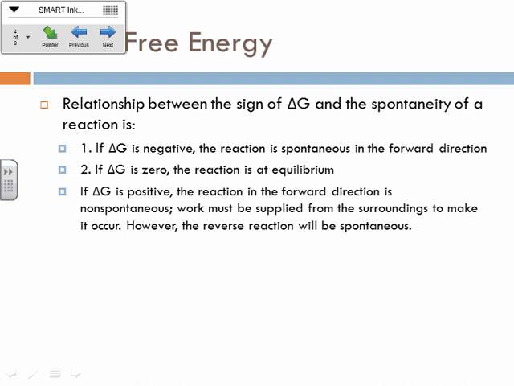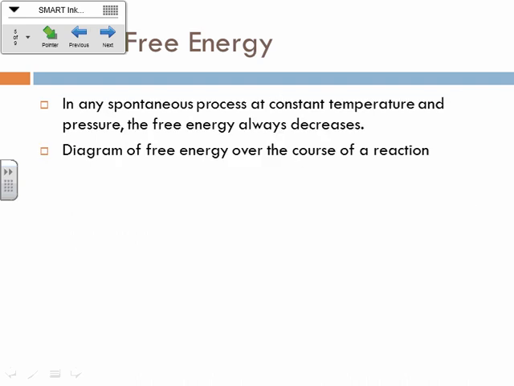If the delta G is positive, then the reaction in the forward direction is non-spontaneous. In other words, it's not going to happen without some serious outside influence. Work has to be supplied from the surroundings to make it occur. But the reverse reaction would be spontaneous. So if the forward reaction is not spontaneous, the reverse reaction is. Does that make sense? For any spontaneous process at constant temperature and pressure, the free energy is always going to decrease. That's where that negative comes from.